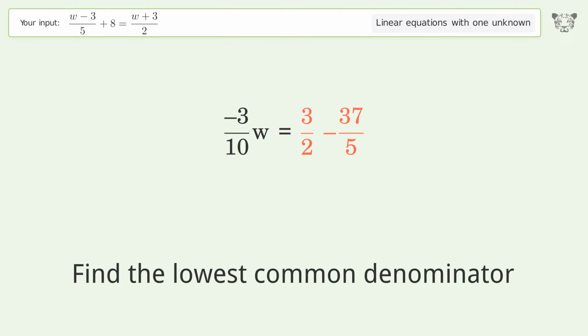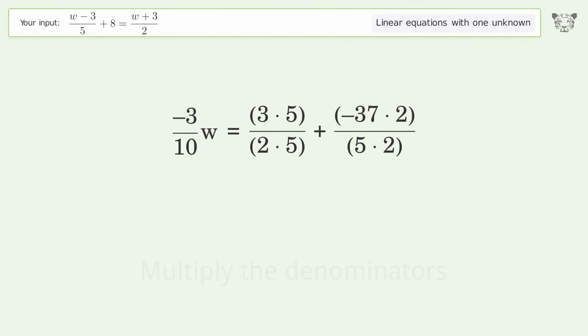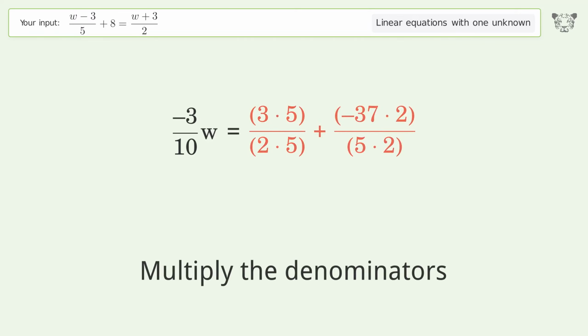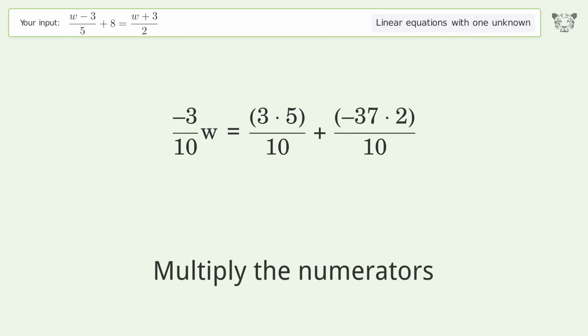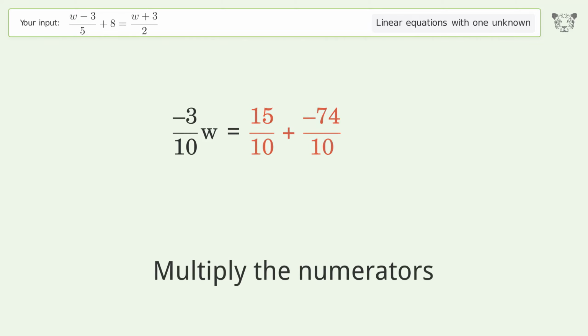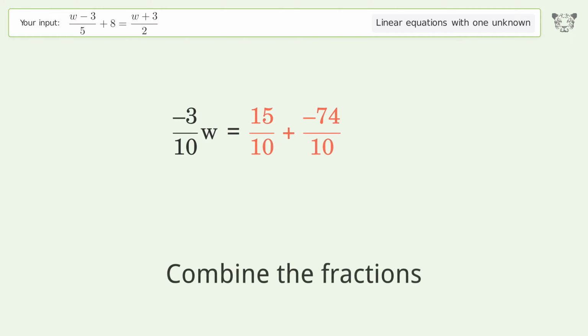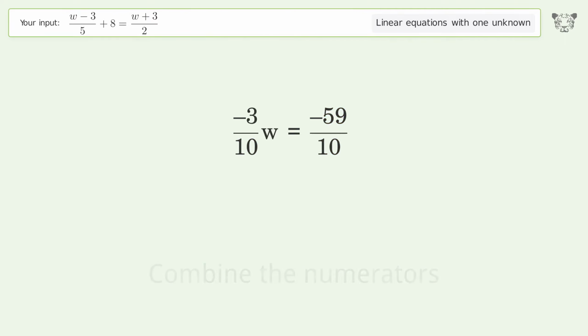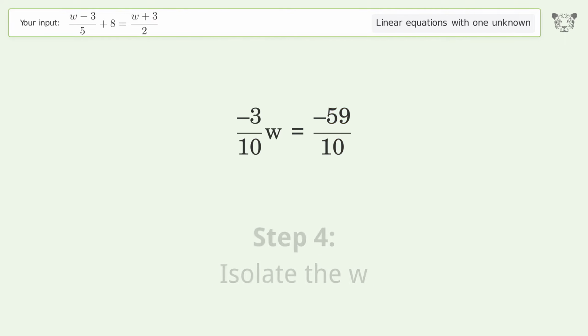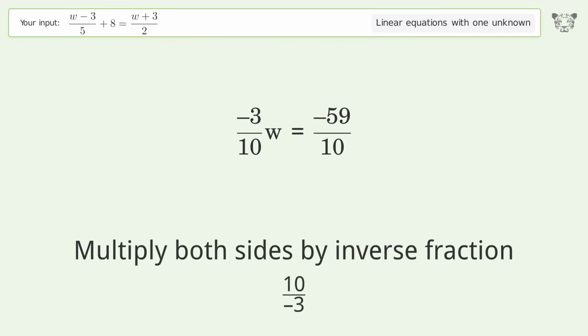Find the lowest common denominator. Multiply the denominators. Multiply the numerators. Combine the fractions. Combine the numerators. Isolate the w. Multiply both sides by inverse fraction 10/-3.